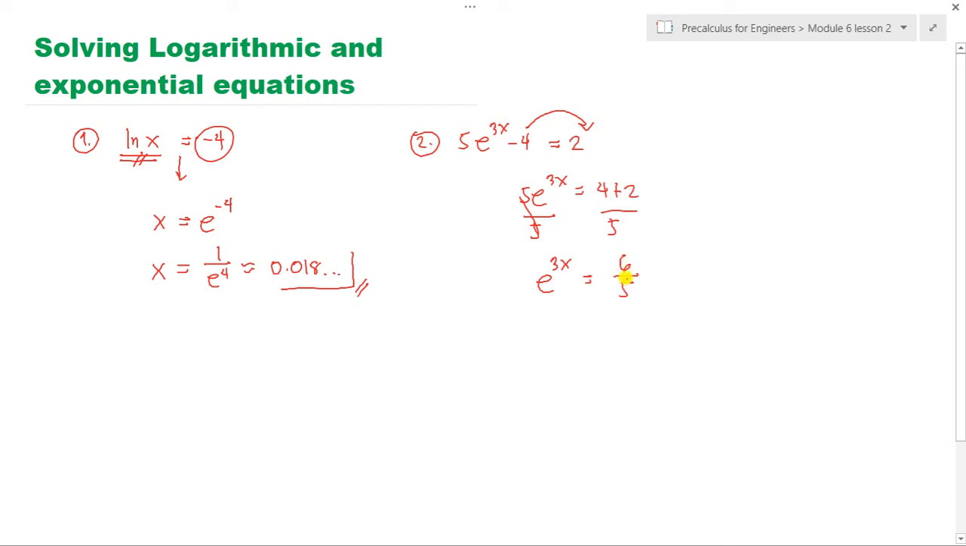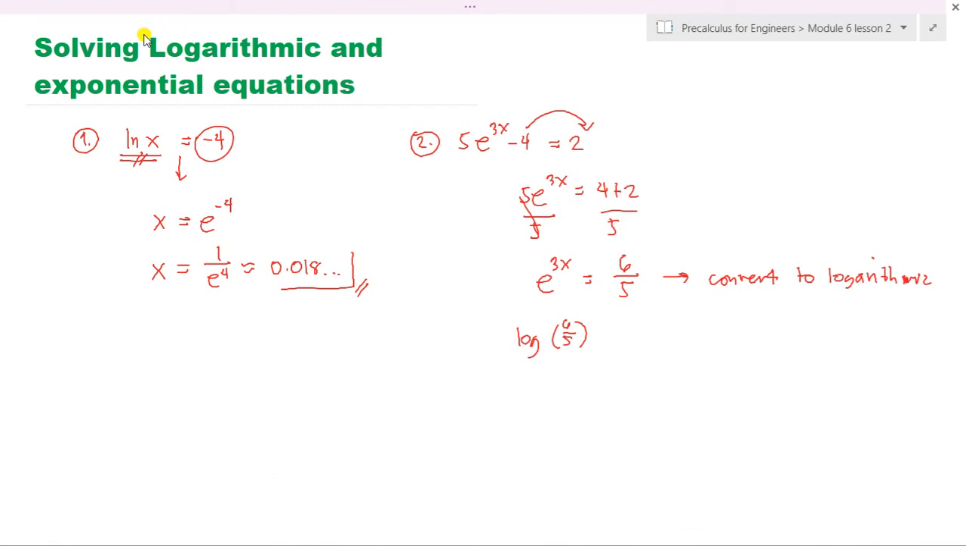Here, our variable is in the exponent. So what we're going to do is convert to a logarithmic equation. Earlier, x was inside the logarithm, so we changed it into exponential. Here, since the variable is in the exponent, we change it into logarithmic. So what is the equivalent? The logarithm of the resulting answer, that is 6 over 5, to the base e.